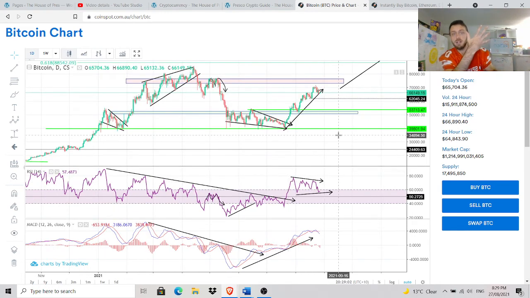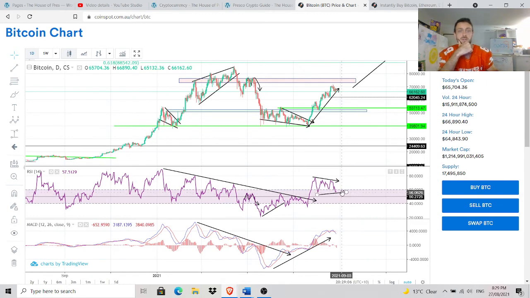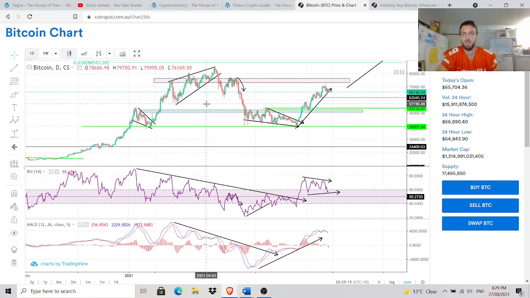So yeah, if we see RSI take off, well look, we're probably going to smash through this resistance. Because if it takes off and it breaks out of that high, look at the kind of momentum we have and look at the kind of price that follows that. You're starting to see what I'm saying?